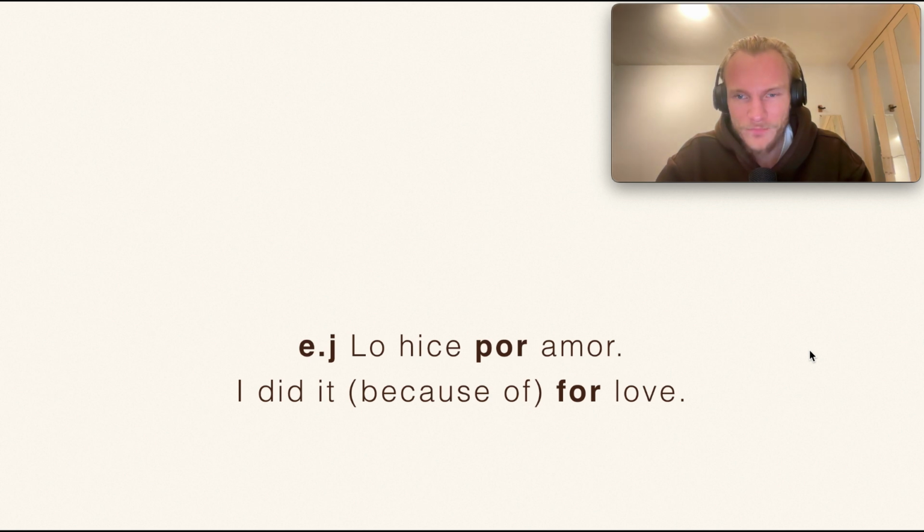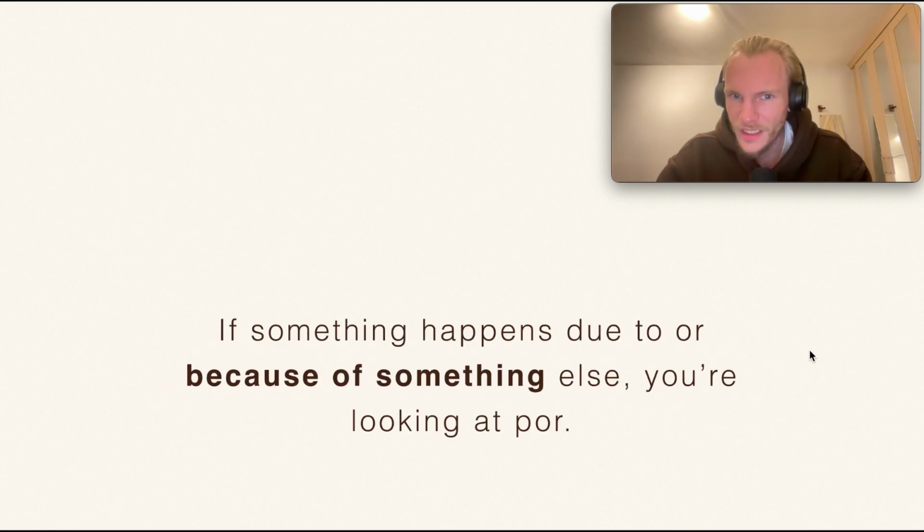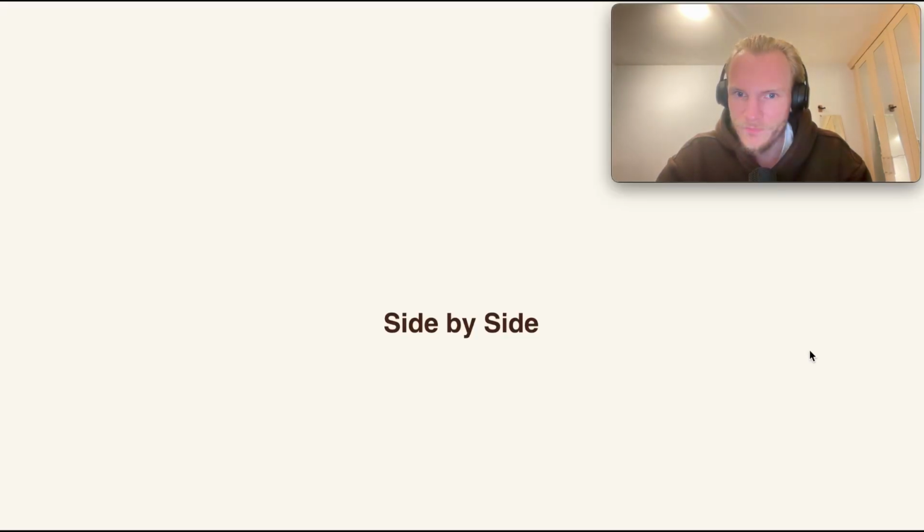Number 5, reason. Lo hice por amor. I did it for love. I did it because of love. Estudia italiano por su trabajo. She's studying Italian because of her work. If something happens due to or because of something else, you're looking at por. Por is a backward-facing word. So remember, chicos, por: duration, exchange, movement, moving through, or reason.